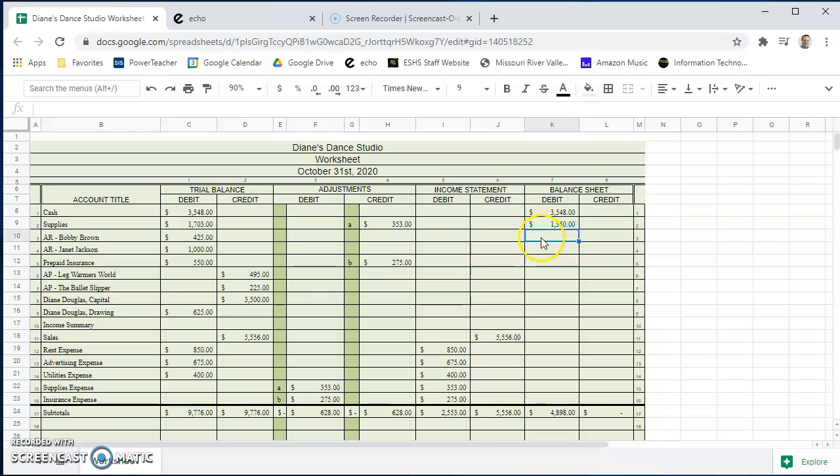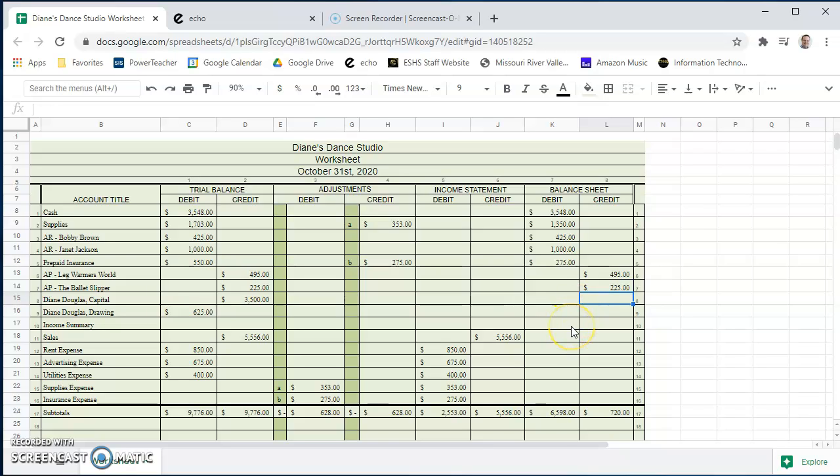So I'm going to take 1,703 minus 353, which is 1,350, and that's going to go into the balance sheet section. All right, accounts receivable Bobby Brown gets moved over, 425. Accounts receivable Janet Jackson gets moved over, 1,000. Prepaid insurance, we're going to have to do this exactly like we did supplies. $550 debit, $275 credit. We subtract these two. Should be $275 as a debit because the debit is the higher of the two. Accounts payable Leg Warmers World over on the credit side now, $495. Accounts payable The Ballet Slipper, $225.